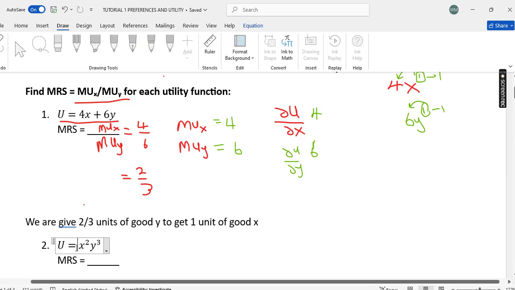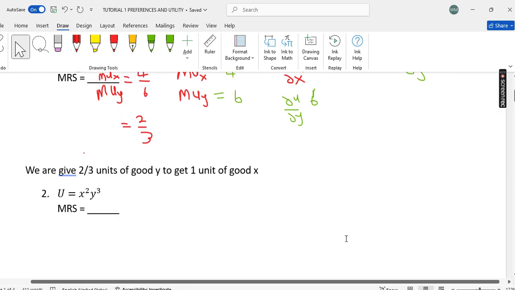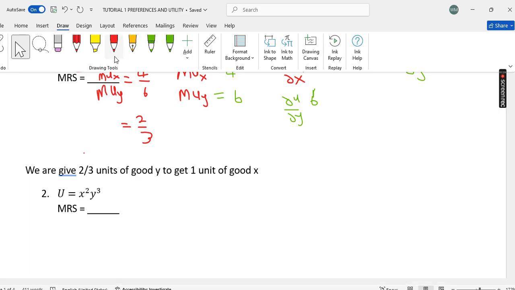Now, in a case like this one here, where the variables are attached to each other, we want to see what's going to happen as we do our partial differentiation. Okay, this is our utility function, x squared y cubed. So we have to get the marginal rate of substitution. So we derive this function with respect to x. Partially derive.